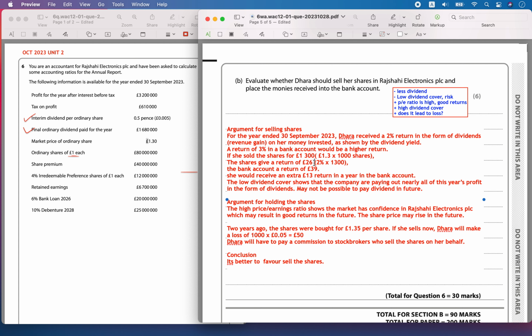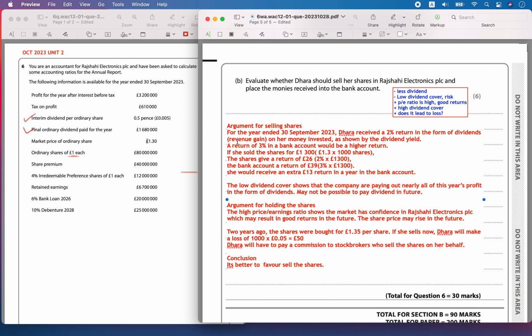How do you calculate this? This is 3% of the 1300 pounds value of shares. The bank is going to give interest of 3%, as they have given. So the value of the share is 1300 now. If she holds the share, she will get a dividend of 2%, whereas the bank account is going to give her a return of 39 pounds. She will get an extra 13 pounds more if she keeps it in the bank account. That's the first conclusion you can make.